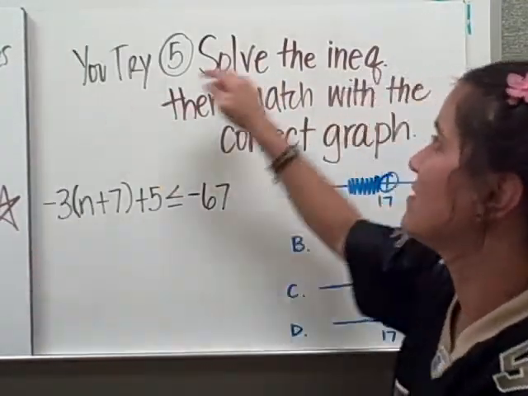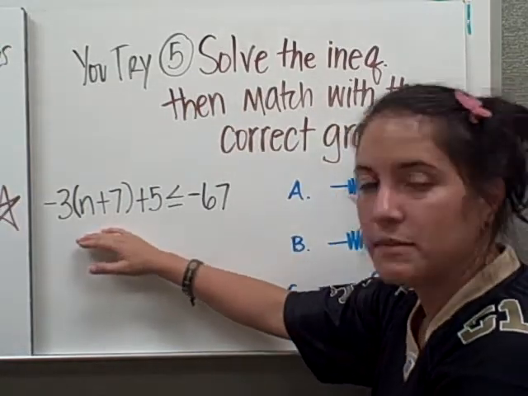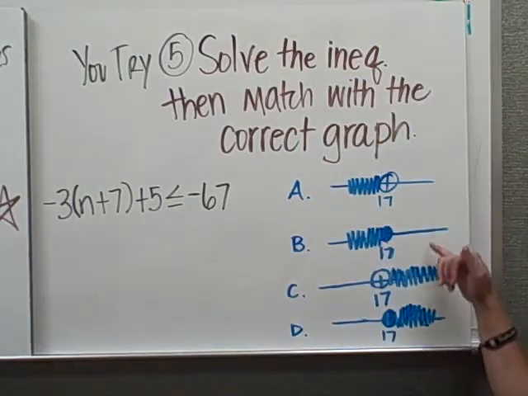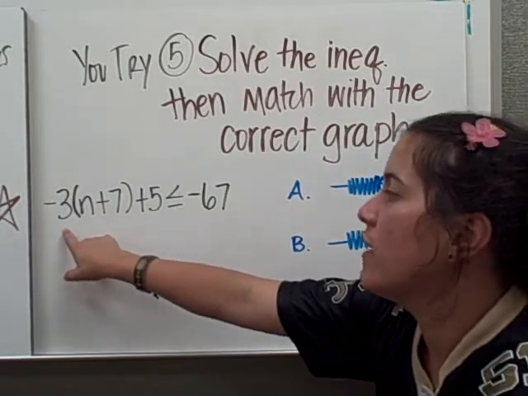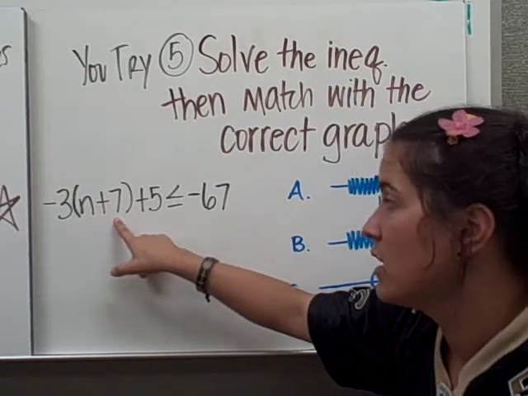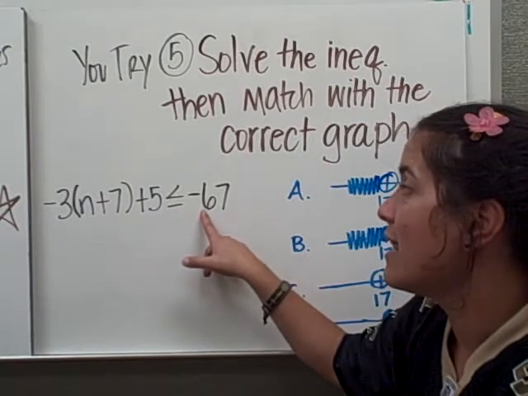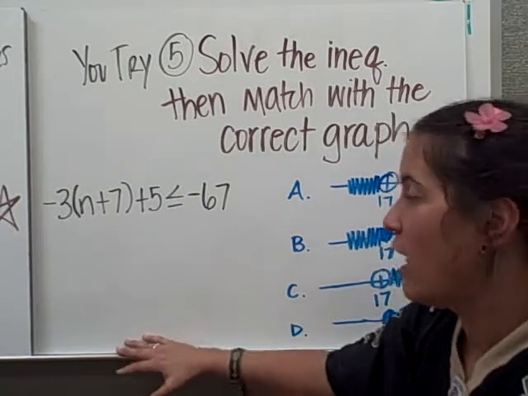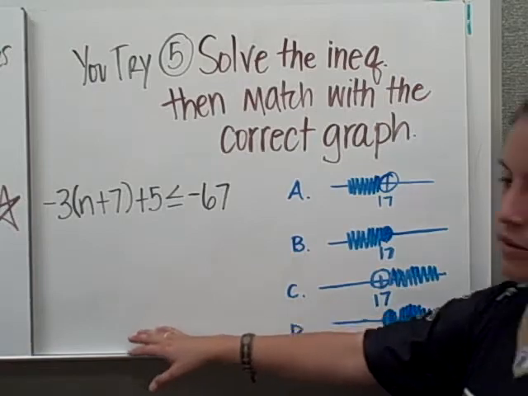So the last one says solve the inequality and then match with the correct graph. Here's your inequality. You have to solve that inequality, and then you have to pick which graph, A, B, C, or D, matches that inequality. So let me call this out to you. Negative 3 times n plus 7 plus 5 is less than or equal to negative 67. So you work this one out, and then once you solve it, you pick which graph matches your inequality.